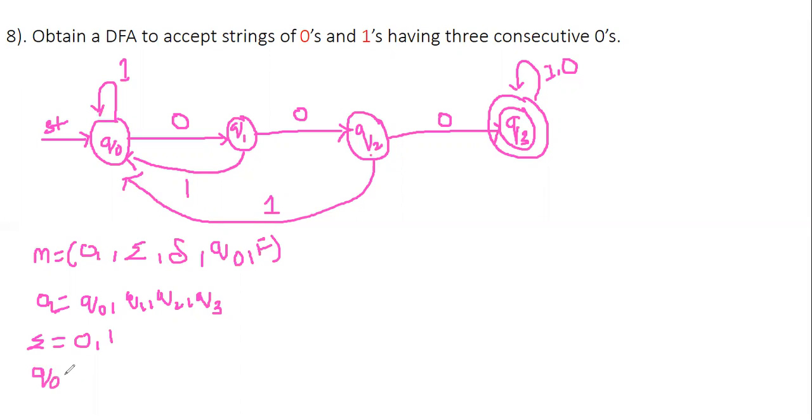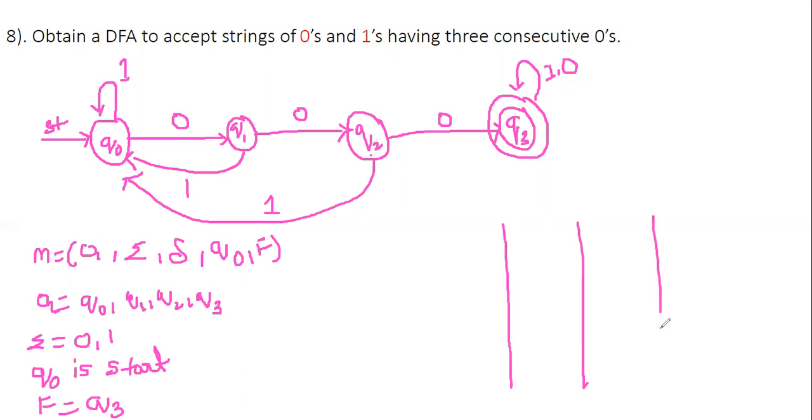Fine, so q naught is the start state, and F is the final state. What is the final state? Q3. F will be equal to Q3 exactly. Now we'll go for drawing the transition table for these 4 states.